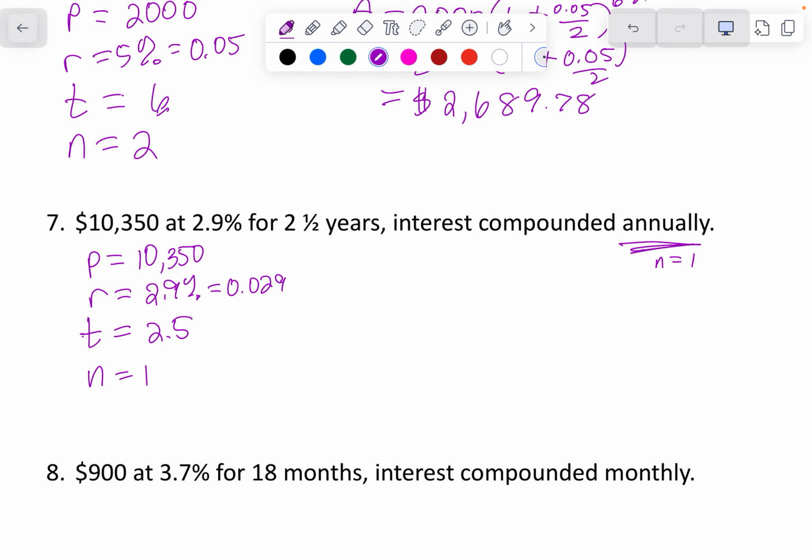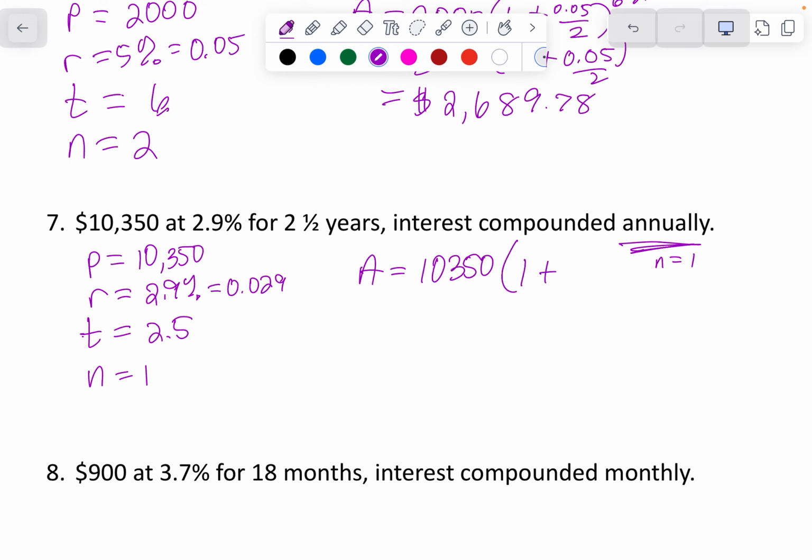Just think, how many times would that mean that something happens per year? If it only happens annually, it's once a year. The annual sale, the annual tournament, the annual whatever, once a year. On the test or on the quiz, I'm going to use monthly, annually, semi-annually. I'm going to only use the ones you see here.